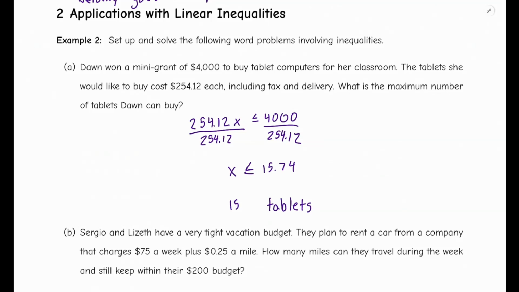So notice, because of the inequality notation, that's why I know I don't round it up. Because normally 15.74 we would round up to 16. But because of the inequality, I know my answer must be less than or equal to the 15.74. So the whole number that's less than or equal to 15.74 is 15.